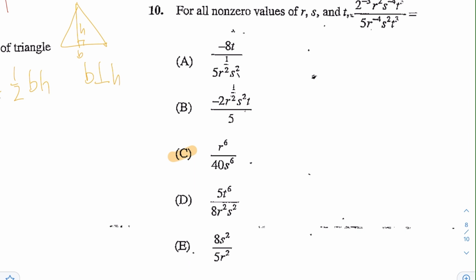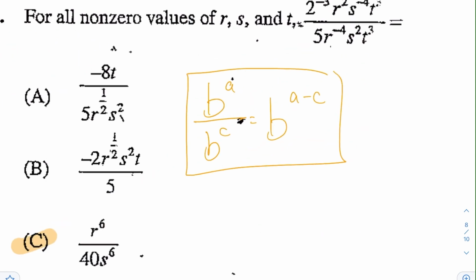Next one, number 10. For all non-zero values r, s, and t, 2 raised to the -3rd power times r squared times s raised to the -4th times t cubed, divided by 5 r to the -4th times s squared times t to the 3rd power, is equal to. So here, we have to use the law of exponents that specifies that b to the a divided by b to the c equals b to the a minus c. So you have to subtract exponents when you are dividing.